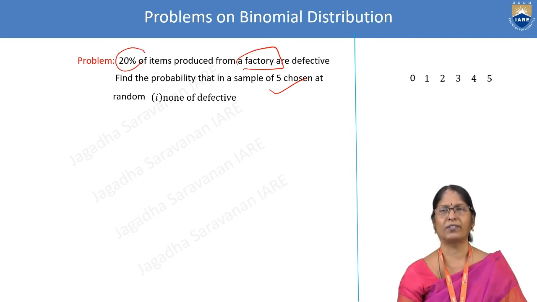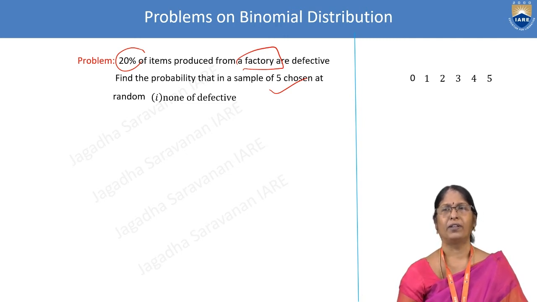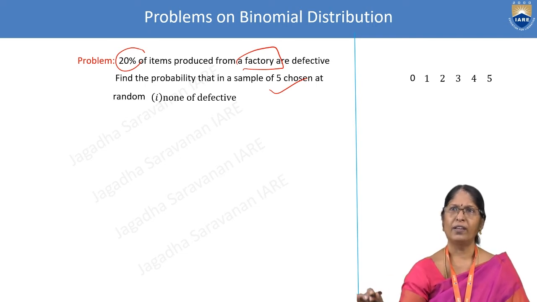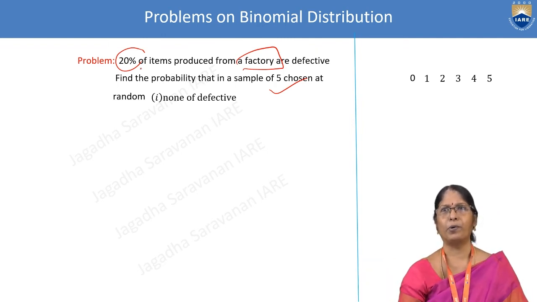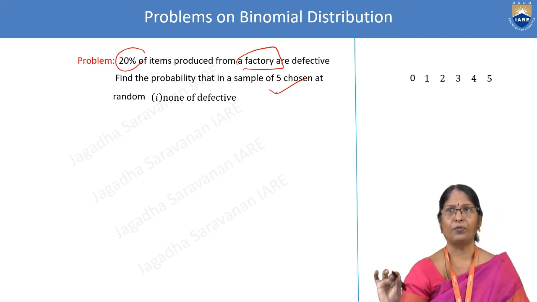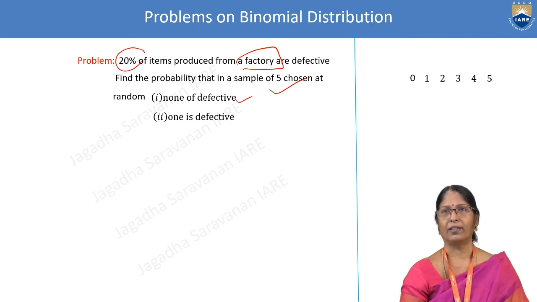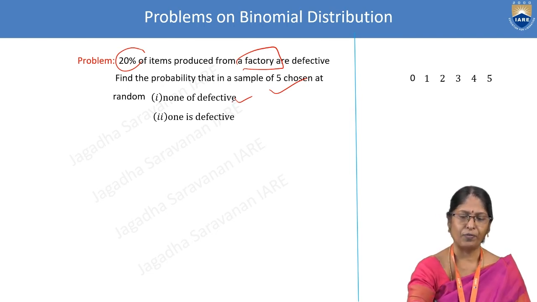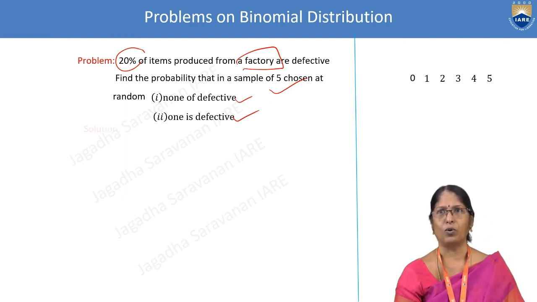That is our probability of success. What is given in the question, the target we have to accept, that is the probability of success. Here, that factory is producing the output, and in the output, 20% are defective. We accepted that as our probability of success. Fine. We are selecting 5, so N equals 5. The question is none, nothing, mathematically 0. Nothing is defective. So we have to find that probability. Then 1 is defective. These are the two questions we have to solve.